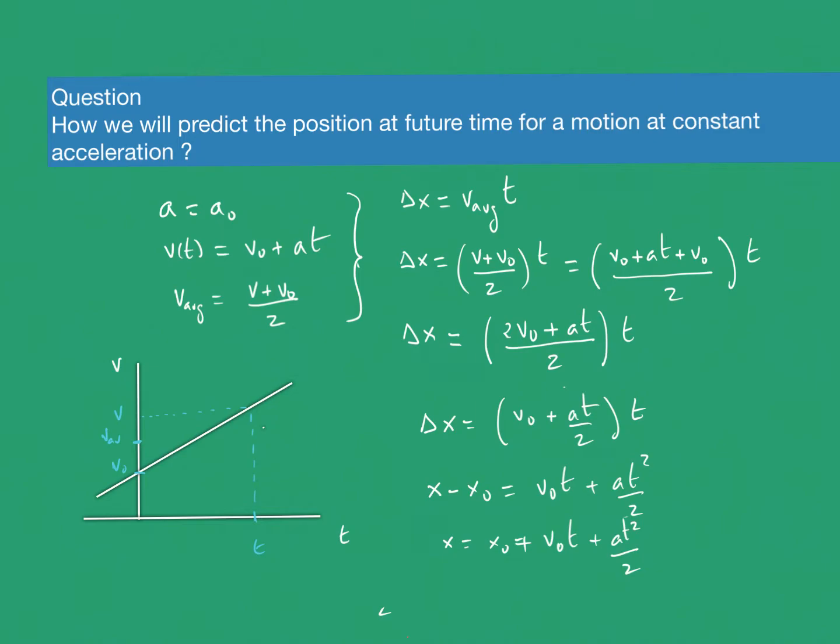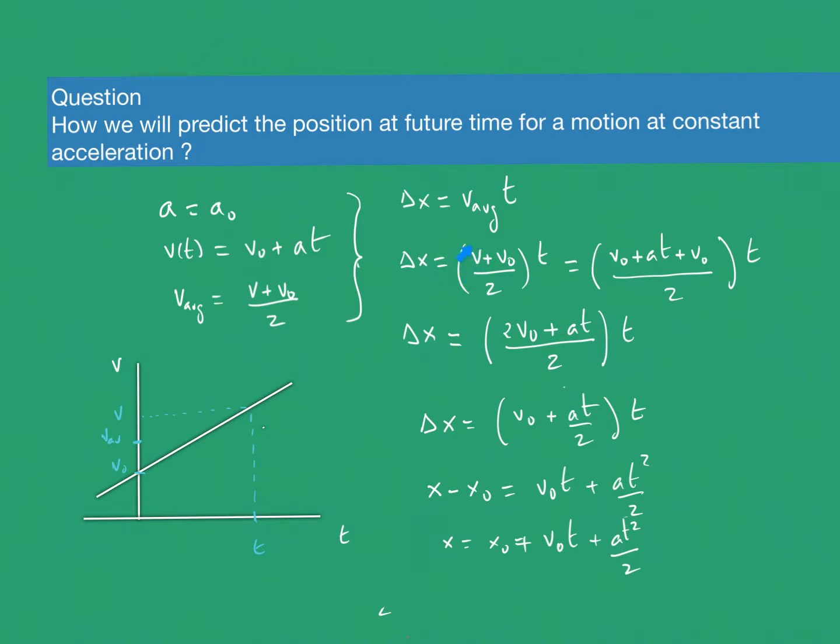But which velocity will we use, V0 or V final? We will use V average, the average velocity, because the average velocity will reproduce exactly the displacement that will occur here. So the total displacement will be V average times time. So we plug in V average, V plus V0 divided by 2, times time. We plug in the value of V final.